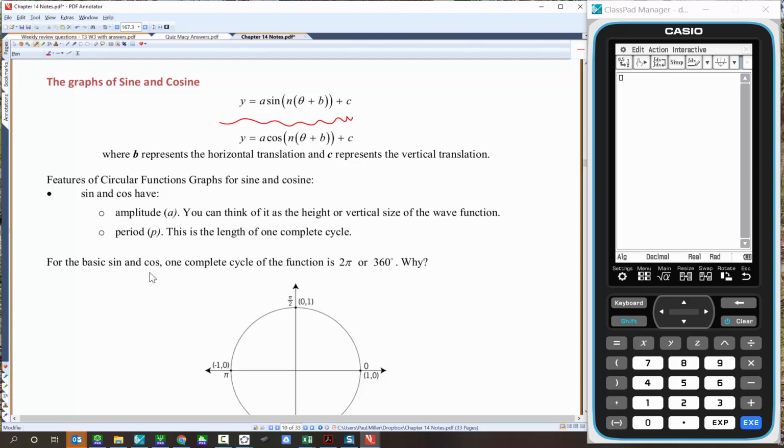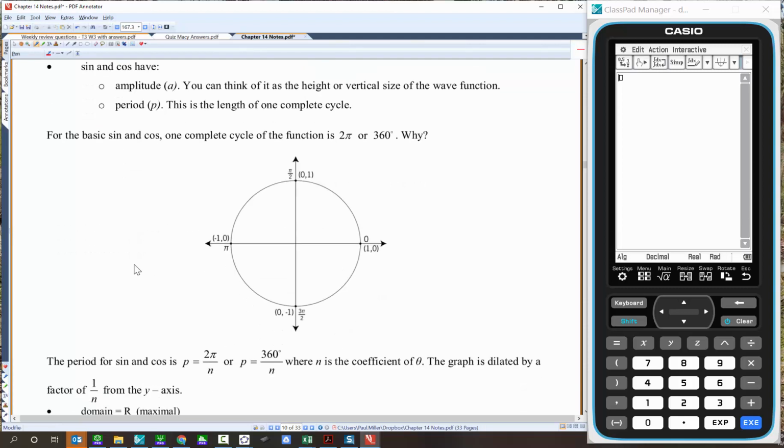All right, so what we're going to do is just draw the basic y equals sine x, and then do the basic y equals cosine x. For the basic sine and cosine graph, one complete cycle of the function is 2 pi or 360. Why? You'll note that it will repeat itself every 2 pi. So the period of the standard y equals sine x function is always going to be 2 pi.